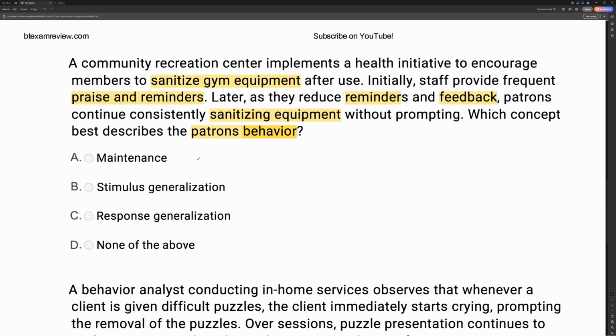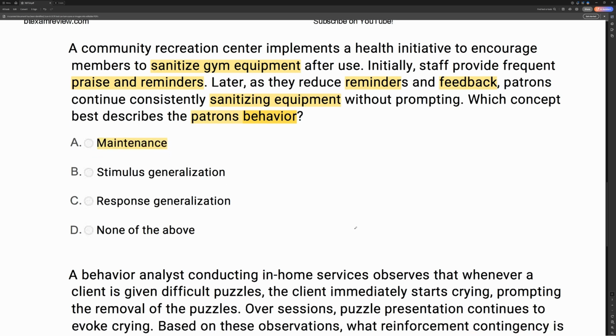Stimulus generalization occurs when a single response happens in the presence of multiple stimuli in untrained situations. Here, we're not generalizing because we're just sanitizing the same gym equipment that they were taught and reinforced to sanitize over and over again. Response generalization occurs when new novel responses occur in the presence of a single stimulus. Well, the responses aren't changing, right? It's still the same responses. They're just maintaining despite the prompting and teaching and consequences going away. So the concept best describing the patron's behavior given the information is maintenance.